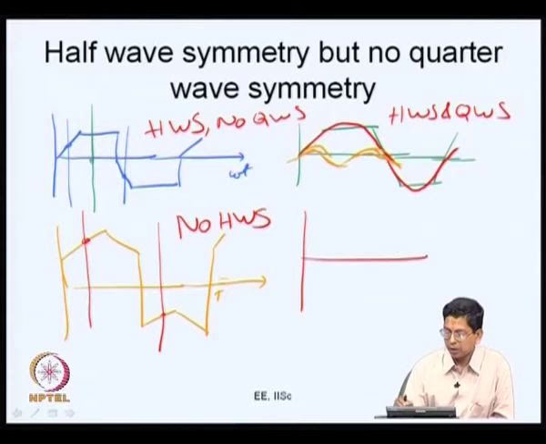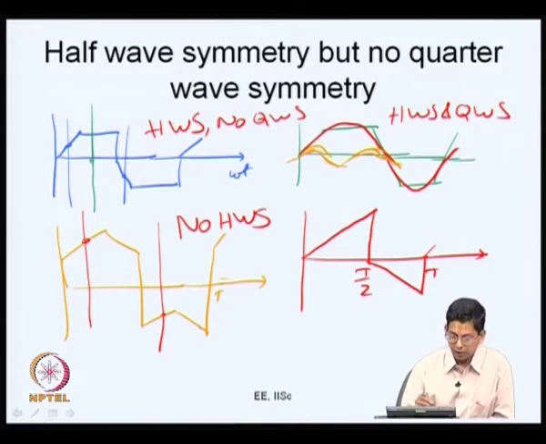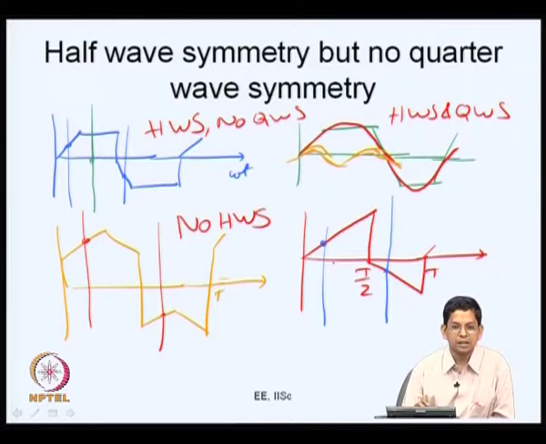Let me just take a triangular case. Let me say the waveform goes like this and then it comes back like this. This is time t and it continues. So, this is T by 2. If you take any instant like here, and a corresponding instant a half period away, the values are such that one is the negative of the other. So, it has half wave symmetry and has no even harmonic, but this waveform once again lacks quarter wave symmetry.